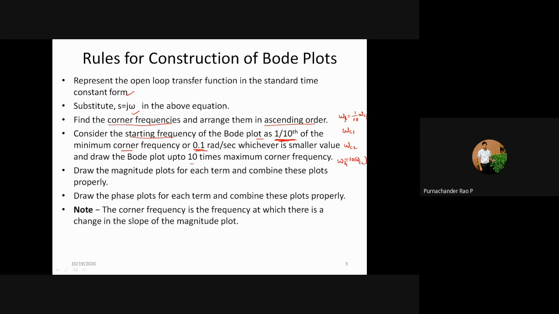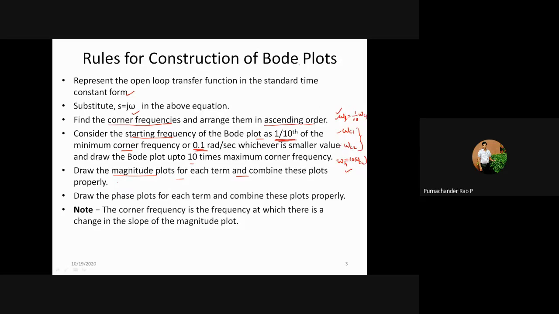Okay, so these four values should be taken. If it includes omega c1, c2, c3, and so on, whatever it may be, this is given in the system, but you have to start with the lowest corner frequency and end with the highest corner frequency. Then after taking these corner frequencies, we draw the magnitude plot for each term. Each term means term 1, 2, 3, 4, and like that, and we can combine these plots. Okay, so you will get the magnitude plot.